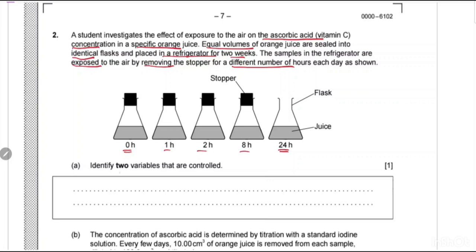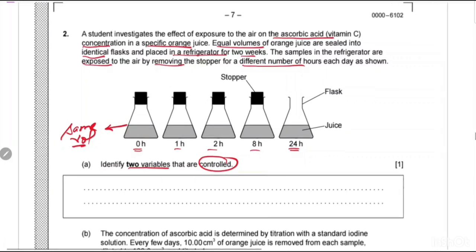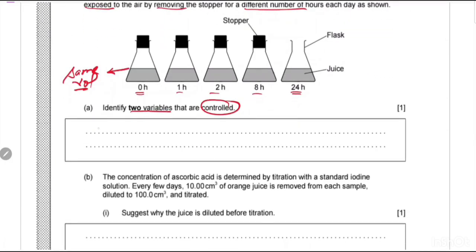Part A of this question says identify 2 variables that are controlled. So we have to identify controlled variables in this experimental procedure. The first controlled variable, as we can see, is the equal volume. All of these containers have the same volume. The first controlled variable is the volume of orange juice.